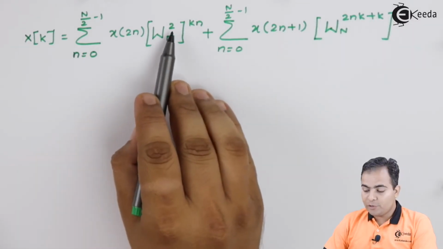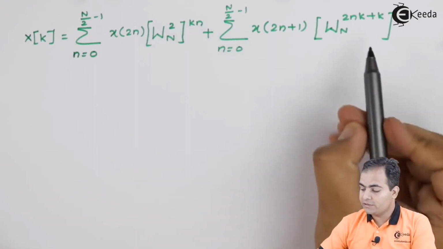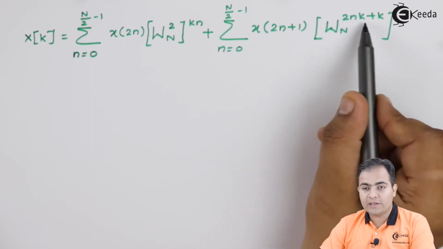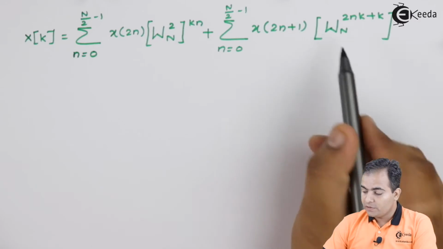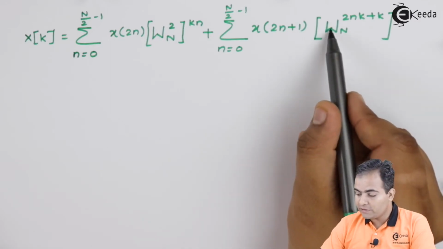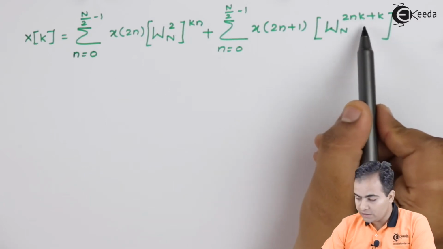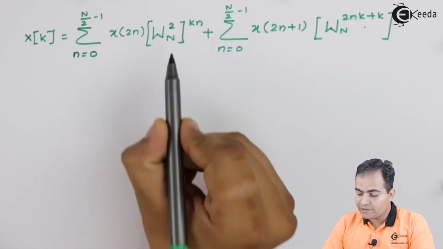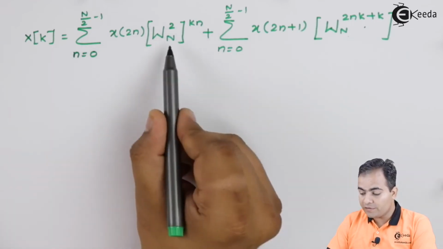As I said, I'm going to keep 2 inside and this k I'll keep outside. Similarly, here I've multiplied k inside the bracket. So what I've got is 2nk plus k. Now I'm going to split these powers. So if I split this power, then we can write this last term as omega n to the power 2nk into omega n raised to k. And we have studied omega n to the power 2 is always omega of n by 2.